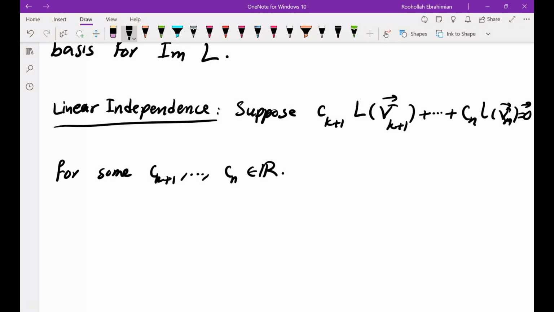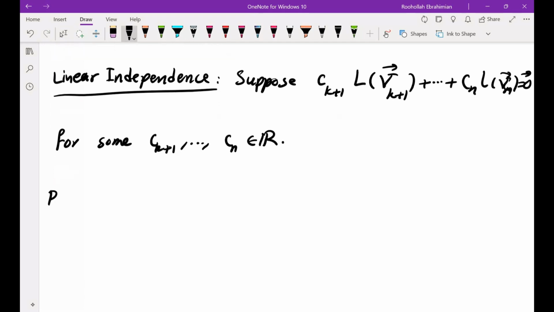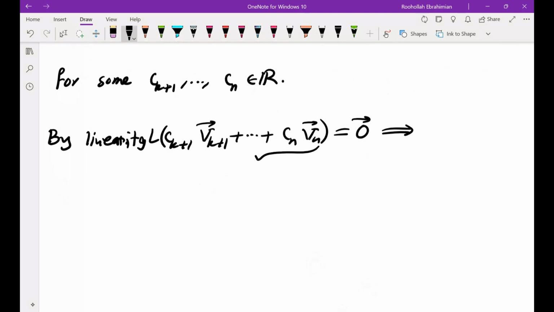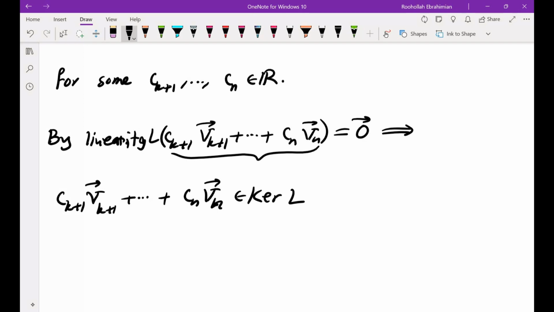Now I will use linearity and see what we get. So by linearity, L of c_{k+1} v_{k+1} all the way to c_n v_n becomes 0. But this is exactly the definition of kernel. It means this guy is in the kernel. So c_{k+1} v_{k+1} added to c_n v_n is in the kernel of L.